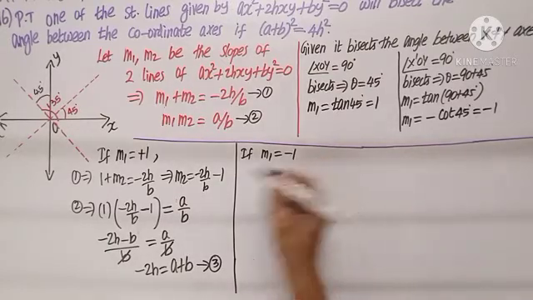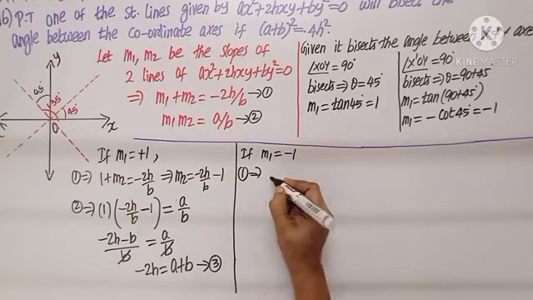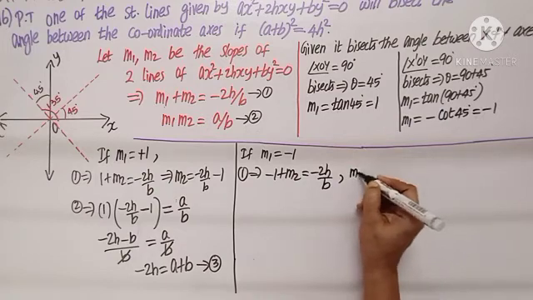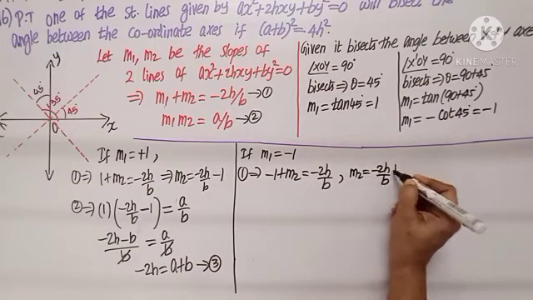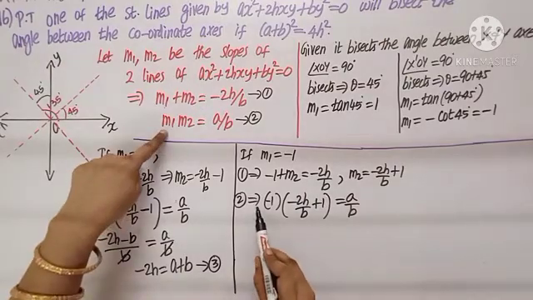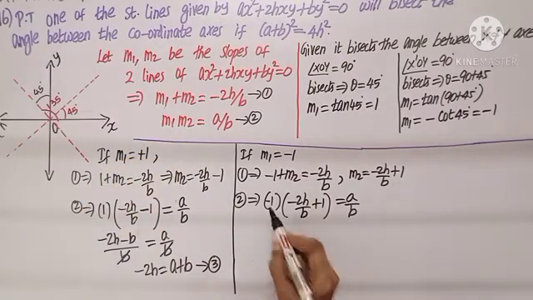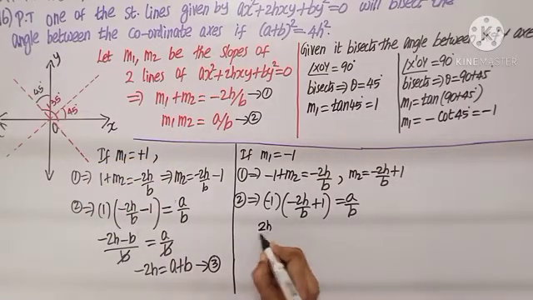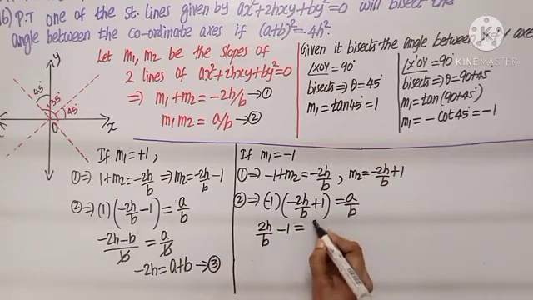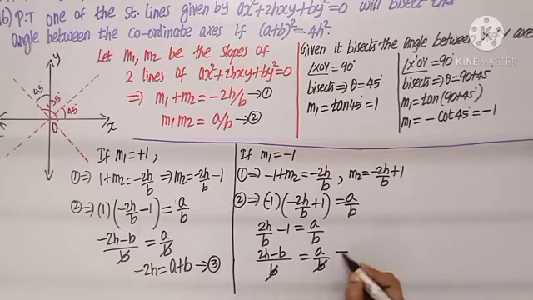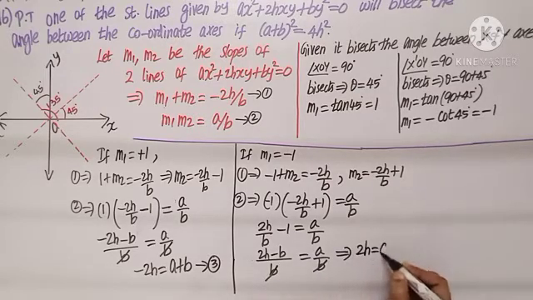If m1 is minus 1, the same pattern. The first equation gives minus 1 plus m2 is minus 2h by b, or m2 equals minus 2h by b plus 1. Second equation, m1 is minus 1, m2 is minus 2h by b plus 1. As I multiply, it is 2h by b minus 1 equals a by b. Taking LCM, 2h minus b equals a by b. Cancelling b, we get 2h equals a plus b. Call it number 4.